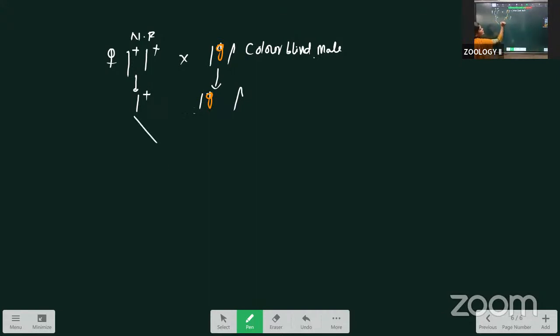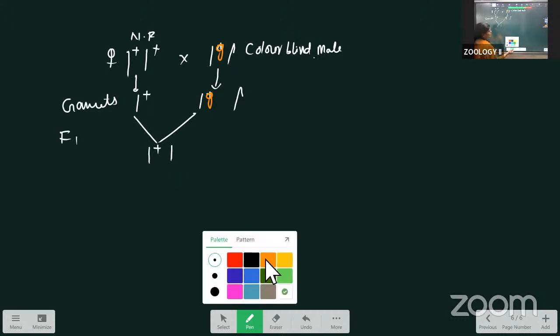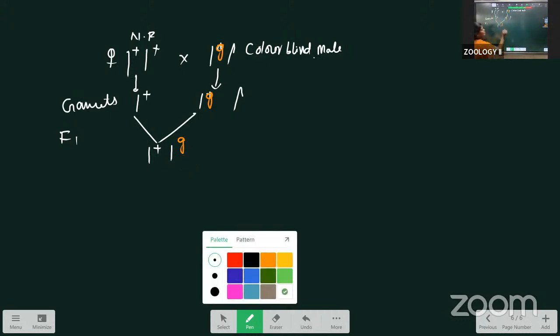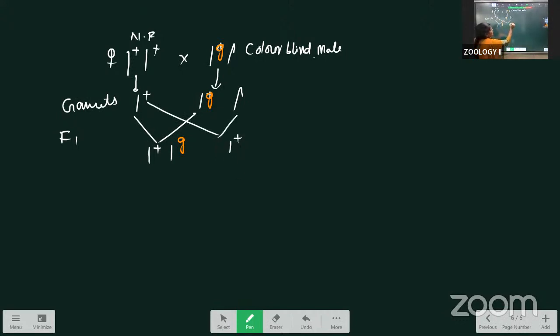Next, see, add it. These are the gametes. This one is F1. I am writing simply F1. The X is chain. Next, this one is a carrier female. I am writing F here. Here, this one is the normal male. This one is the F1 generation.